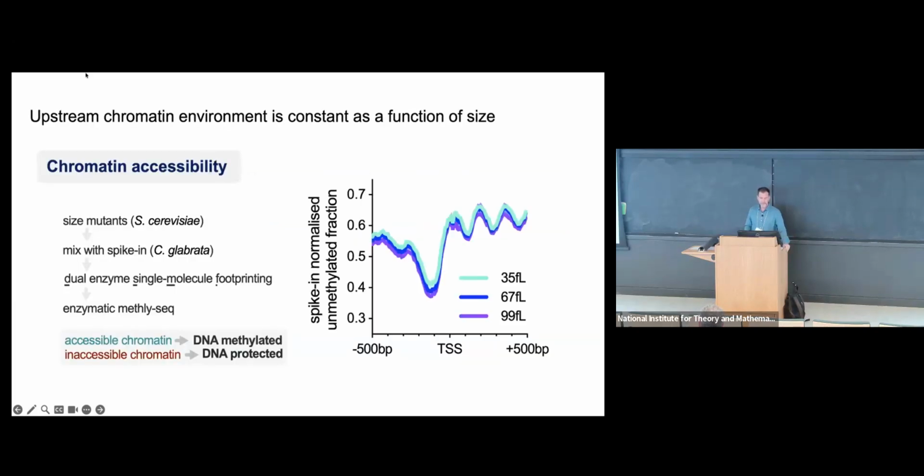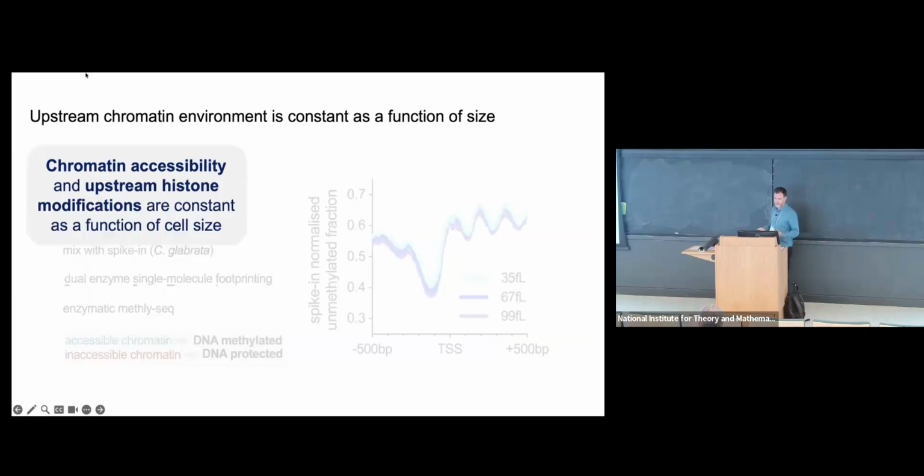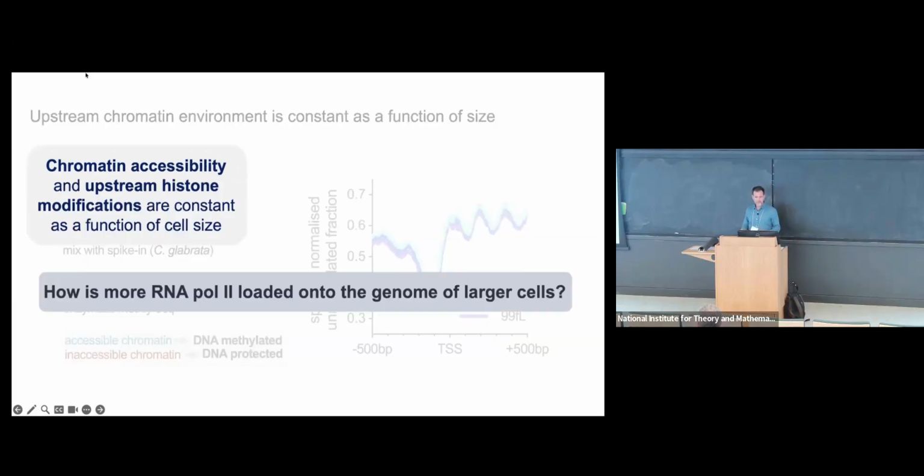We did some experiments to test that, and I don't want to get too bogged down in the details other than to say that, independent of the size of the cell, these curves really look identical. So any measurement we made of chromatin accessibility doesn't really change as the cells get larger. So that's not it. Chromatin accessibility is not it. We're still stuck with how more Pol II gets loaded onto the genome.